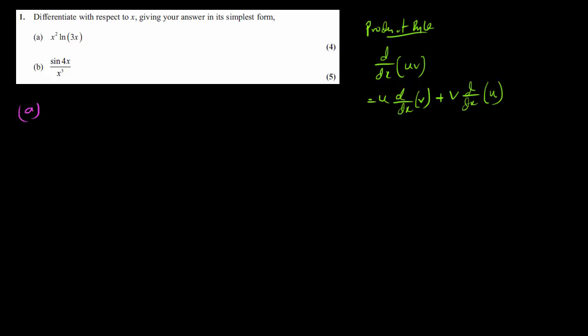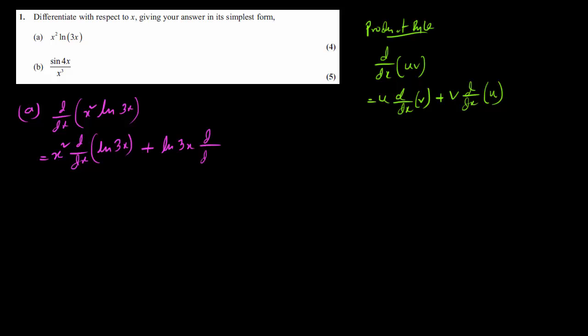So question number A, it's an expression, so it has to be d by dx. Remember, it would not be dy by dx because there is no y over here. It's an expression. So x squared is u. So u d by dx of ln thrice x, which is v, plus v, ln thrice x, d by dx of u, which is x squared. So this is the first line. We have to write it like that.